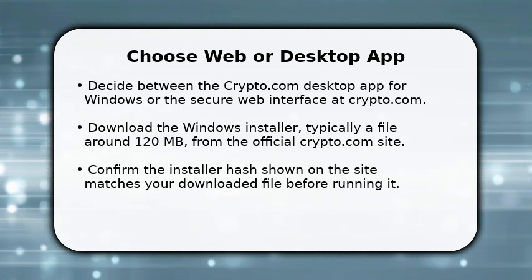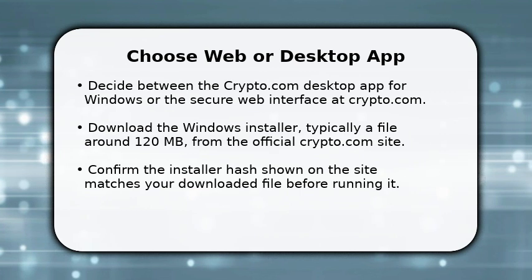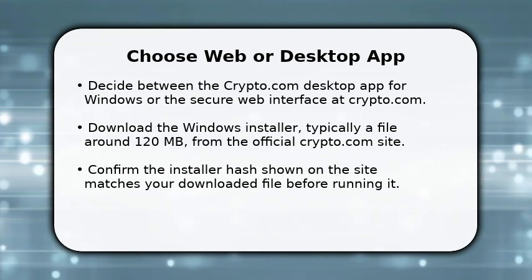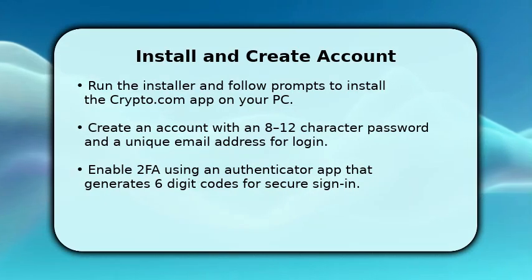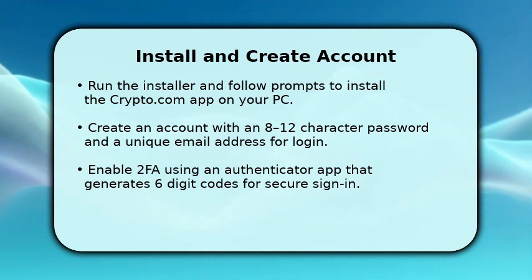Before you run the installer, verify the installer hash shown on the site matches your downloaded file, ensuring integrity. Then run the installer and follow the on-screen prompts to install the Crypto.Calm app on your PC, accept required permissions, and choose an install folder if prompted.